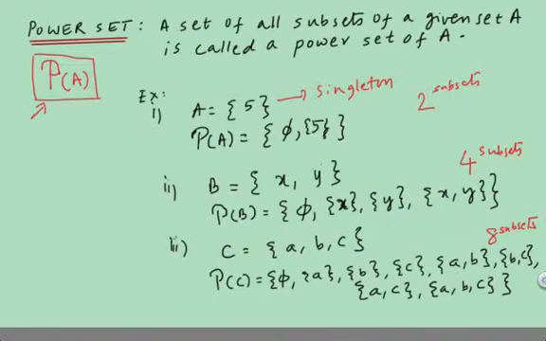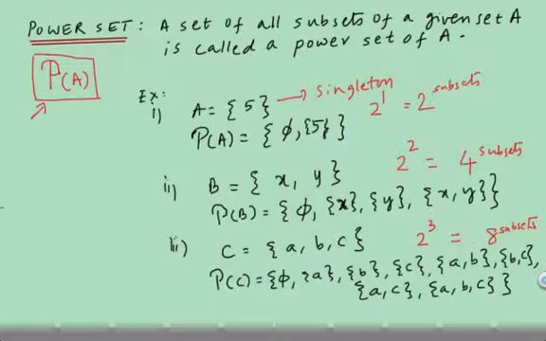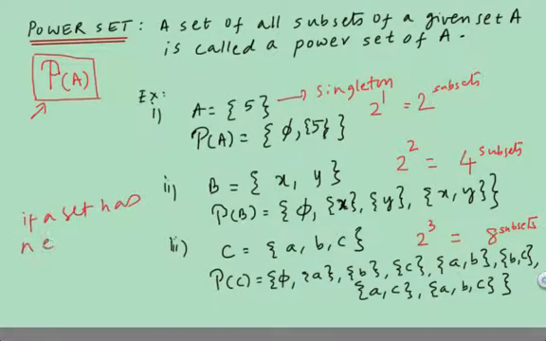If you observe closely, when a set has one element, we have 2 power 1 elements in the power set. Similarly, when the set has two elements, we have 2 power 2 subsets, so the power set will have 4 elements. Similarly, when we have 3 elements in the set, we have 2 power 3 elements in the power set. So we can say that if a set has n elements, then the power set of A will have 2 power n elements.